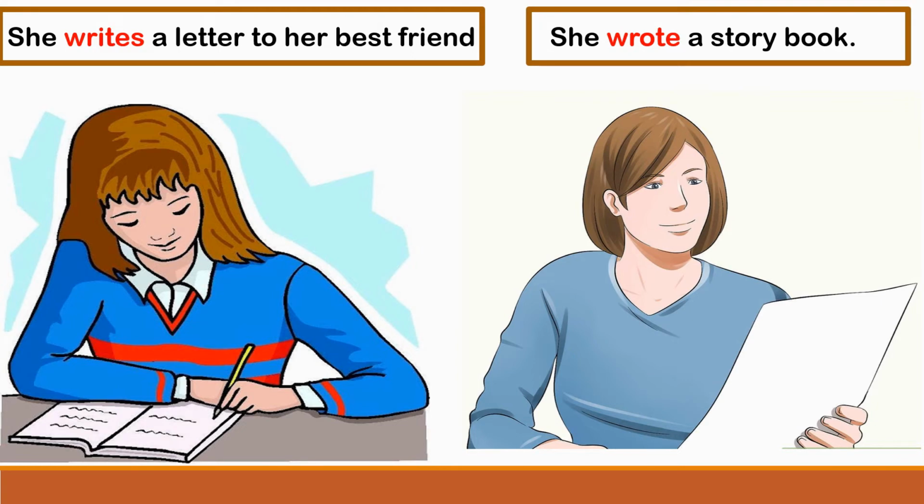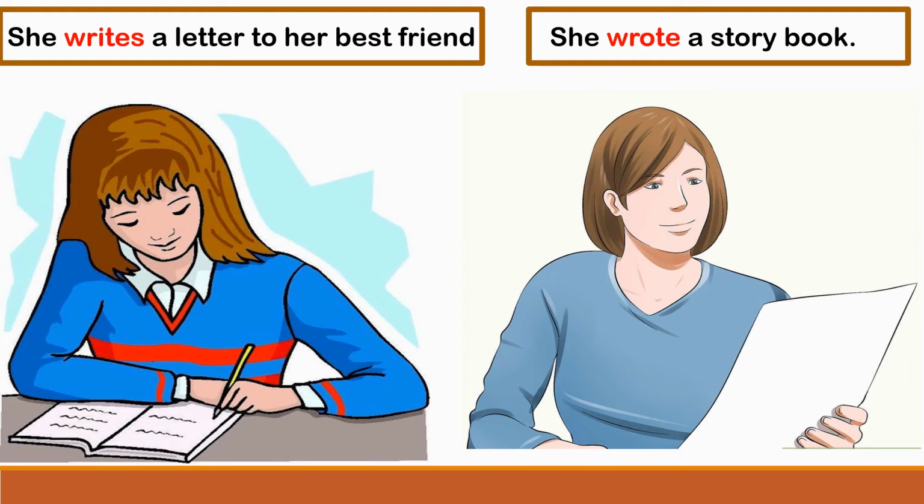And wrote is an irregular verb. Why is wrote an irregular verb? Because we have not added ed at the end of the verb. If we have added ed at the end of the verb, then it is a regular verb. But here we have not added ed at the end, so it is an irregular verb. So the present tense is write and the past tense is wrote. Have you understood, student?